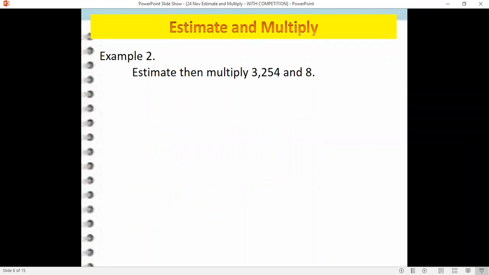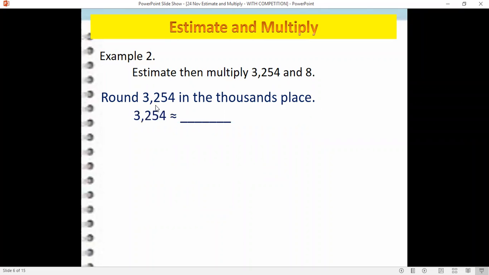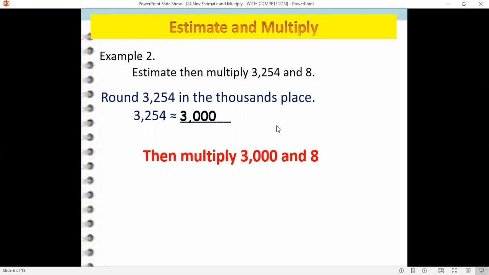Another example. Estimate, then multiply 3,254 and 8. So first, you're going to round 3,254 to the nearest thousand, or in the thousands place. So it will be only 3,000. Then the next thing you're going to do is multiply 3,000 times 8. So 3,000 times 8 is 24,000. You can do 3 times 8, 24. How many zeros do we have?